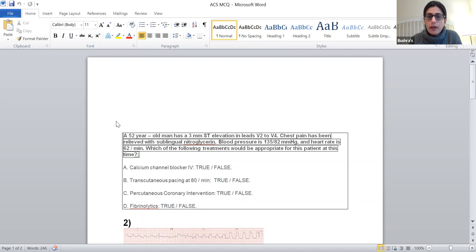Blood pressure is 135 over 82 and heart rate is 62 per minute. Which of the following treatments would be appropriate for this patient? So would you give IV calcium channel blockers, Mohammed?